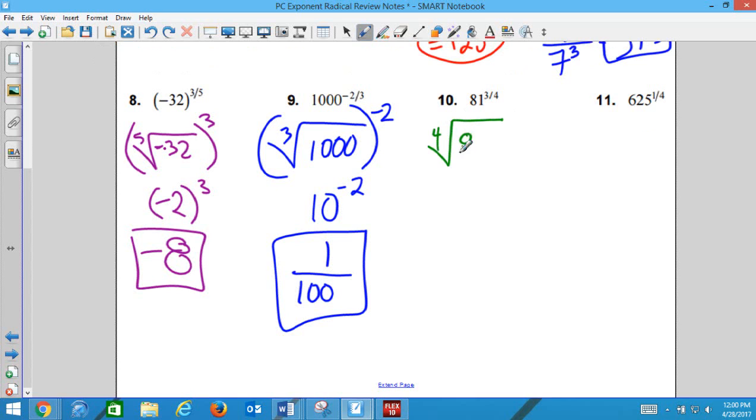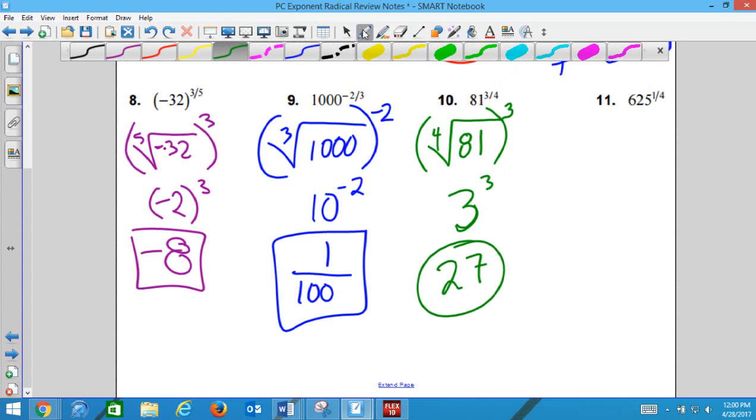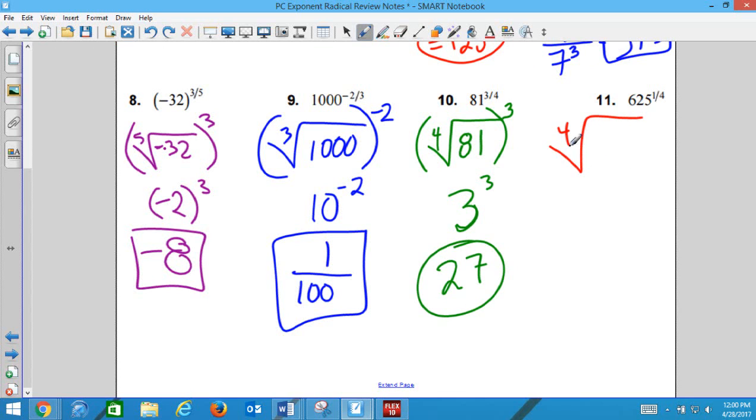Fourth root. Roots grow in the ground, so they're on the bottom. So the 4th root of 81 is 3. 3 to the 4th is, just kidding, 3 to the 3rd I mean, 27. And then the last one looks like it's the 4th root of 625. It ends in a 5, so that gives you a big hint what that number is going to be.